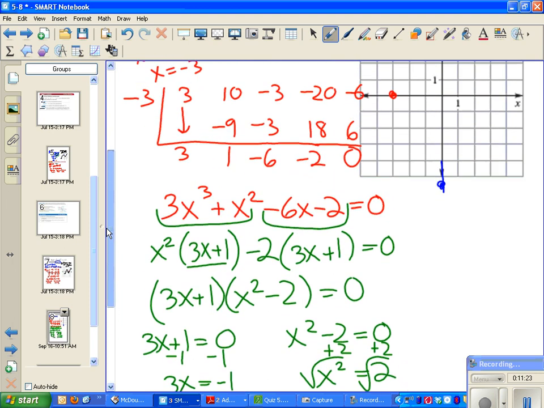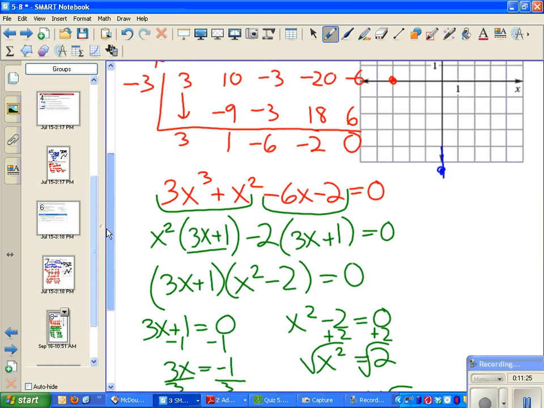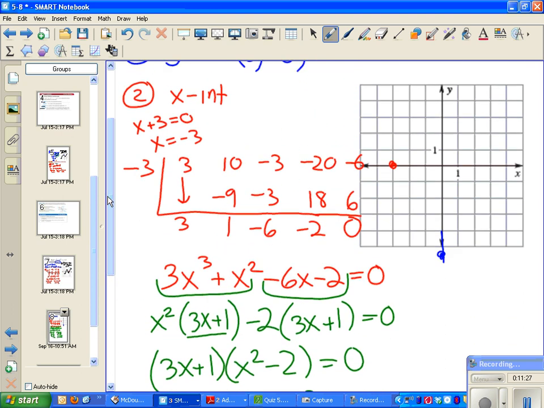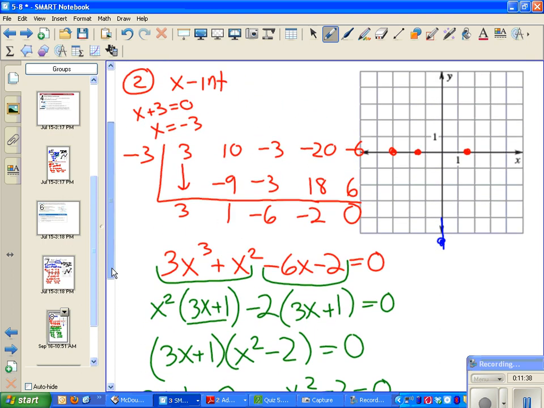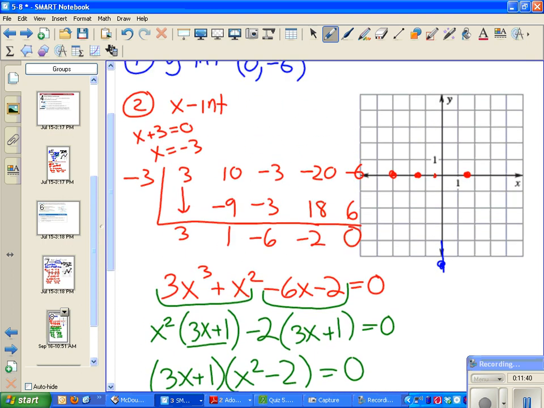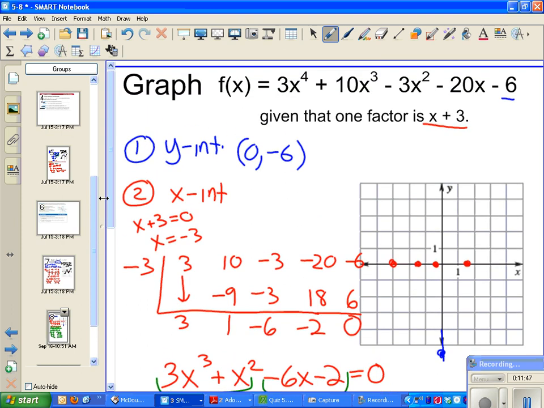So when I graph those x-intercepts, I'm going to get positive 1.4, which is between 1 and 2, a negative 1.4, and I will also get a negative 1/3, which is a number between 0 and negative 1. Okay, so I have all my x-intercepts, and notice I did start with a quartic, and I have 4 x-intercepts, which is usually the case. All right, so now we're going to do end behavior.